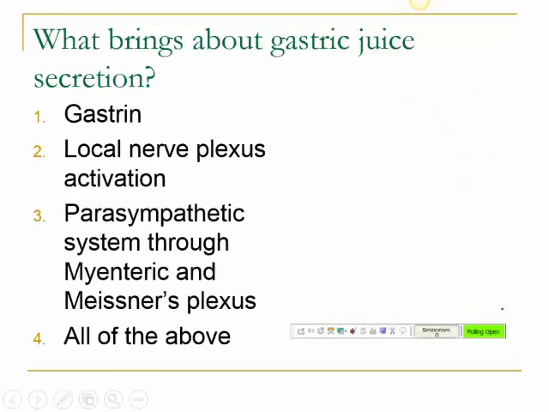So let's review some of what we've done. So what brings about gastric juice secretion?